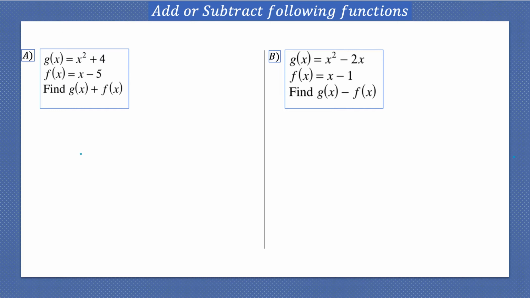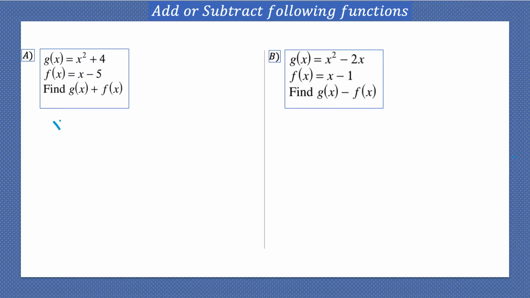Adding or subtracting the following functions. So we have here an adding function in part A, because we have function g of x is x squared plus 4 and f of x is x minus 5. So find g of x plus f of x. So we have an addition of the functions.